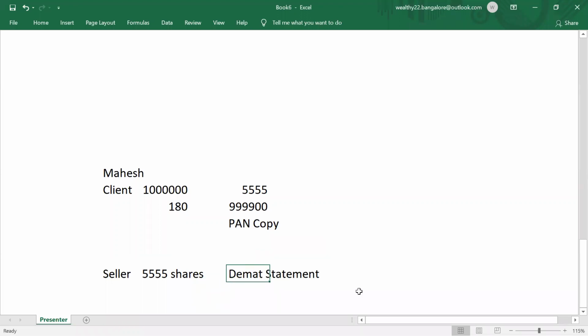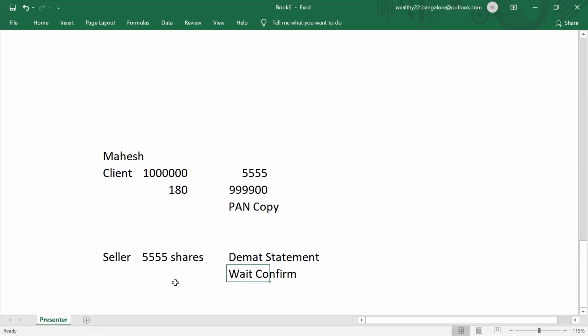When this is done, we will wait for a confirmation from your end. You can check, this takes about 2 or 3 days. And once you give us a confirmation that the shares have been credited to the customer's account, this payment that you had made will get transferred to the seller. So this is how the process works. Okay, hope I've answered your question, Mahesh.